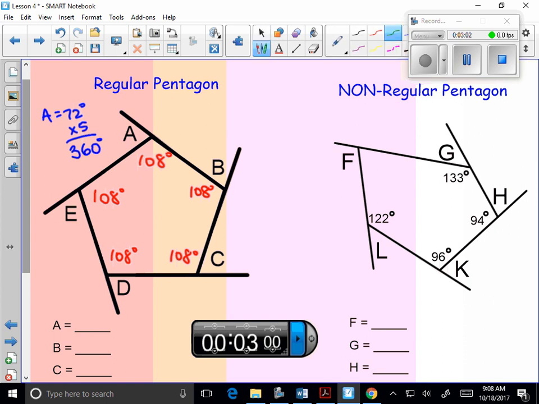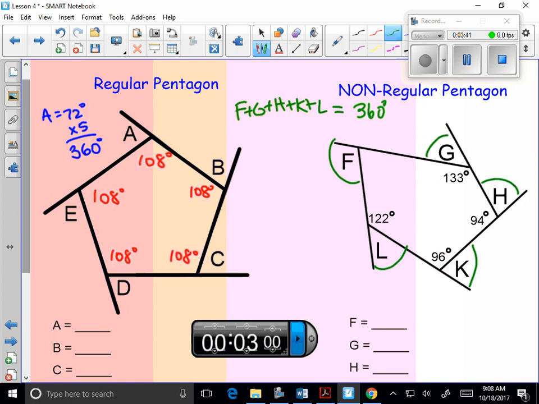I want to look at these. Okay, they're not all the same anymore. But the cool thing about this, and I'm not going to add them all up here, the cool thing about K, H, G, F, and L is they'll still all add up to 360 degrees, regardless of the measurements of the inside. F plus G plus H plus K plus L will add up to 360, just like it did over here at this regular pentagon.